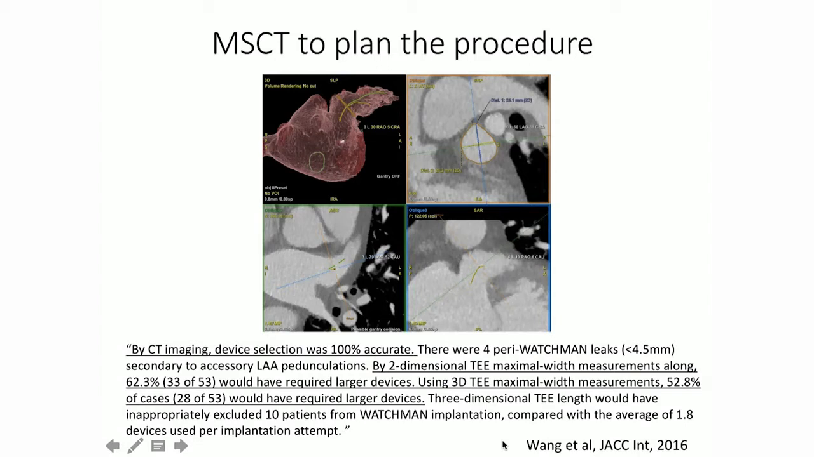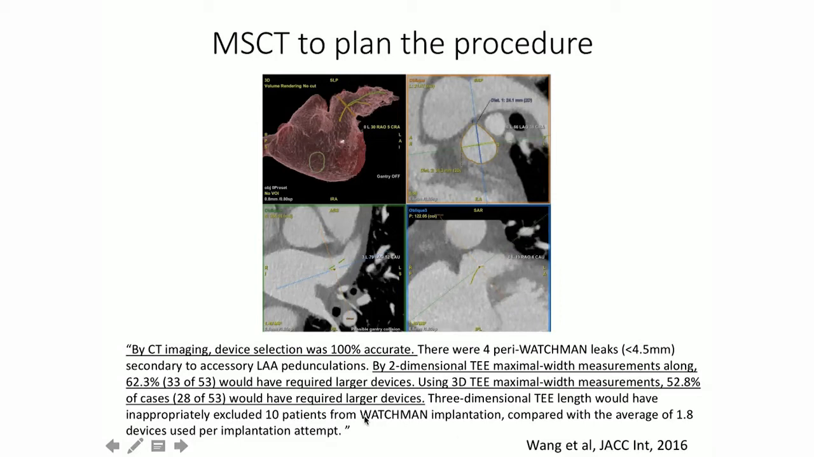And now, for those of you who are performing transcatheter valve implantation, this reminds us somewhat of our early experience with TAVI when we were relying largely on TEE, and now MSCT has supplanted that because of these discrepancies in device selection sizes.